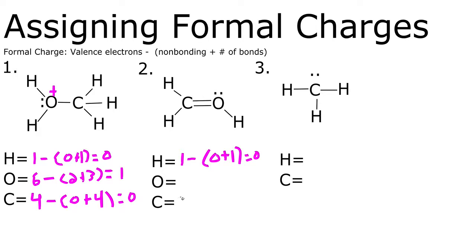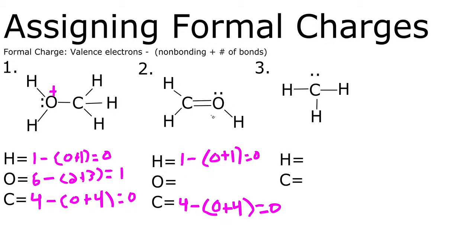Carbon is found in group 14, so 4 valence, subtract the lone electrons, which it doesn't have any dots, so we can say 0. And it forms 1, 2, 3, 4 bonds. A double bond is 2, and 2 singles, so that would be 4. So that would be 0, because 4 minus 0 plus 4 equals 0.